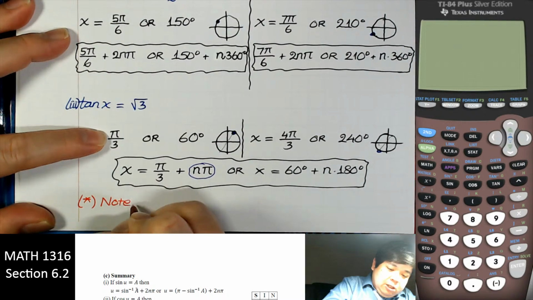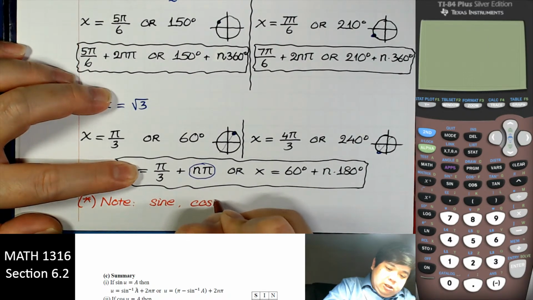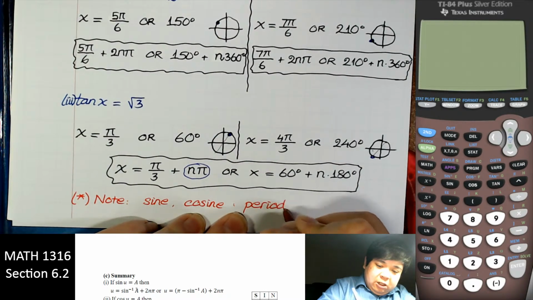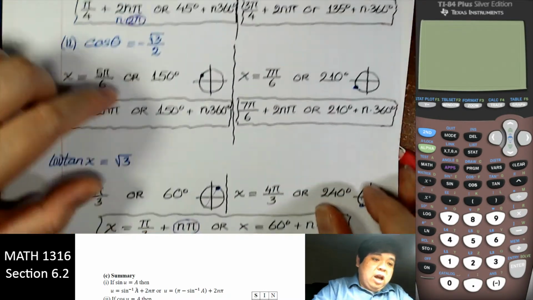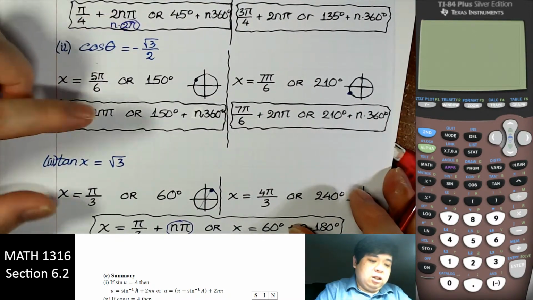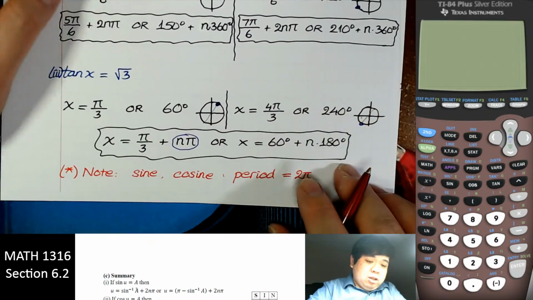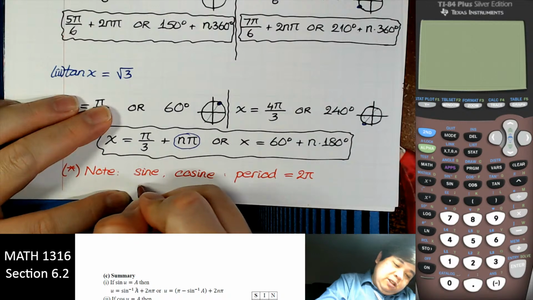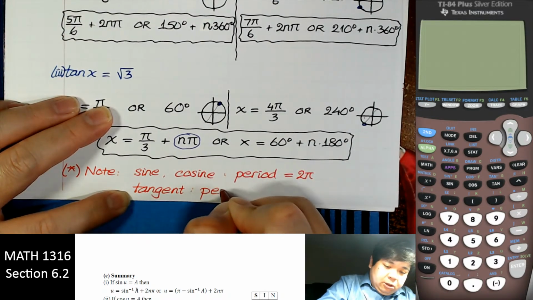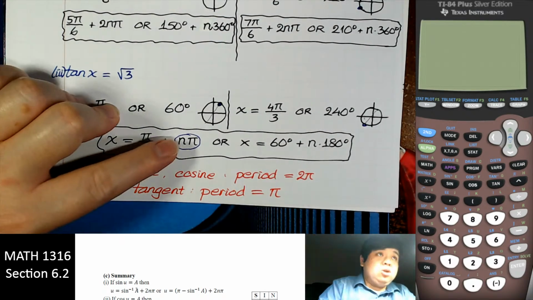Note, for sine and cosine, the period is equal to 2 pi. So that's why in the solution it has n times 2 pi, or 2n pi, multiplied to it. And for tangent, the period is just pi, so that's why we just have n pi.